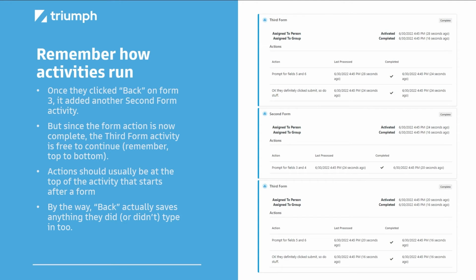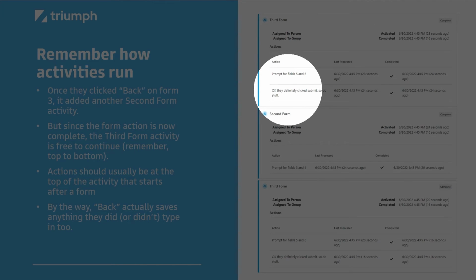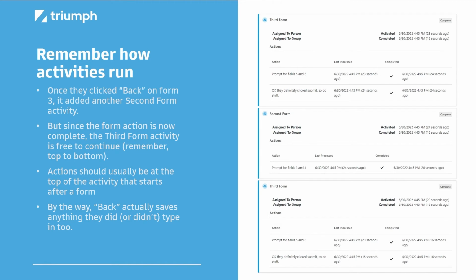Now, what we need to see here is that if we want some actions to run after a form, we need to make sure that the actions are at the top of the next form. Because what we're concerned about is that if we said prompt for fields 5 and 6, and they clicked back, it's going to say, all right, that action is done, so now I'm going to move on. And if our next action assumes that they clicked submit, we don't actually know what they clicked here. So it's going to run that action, and that's not really where we intended it to run.